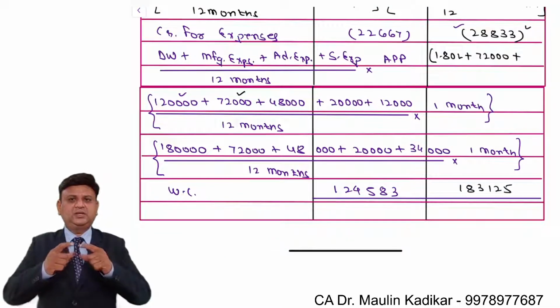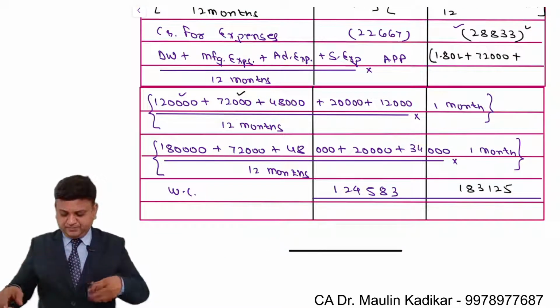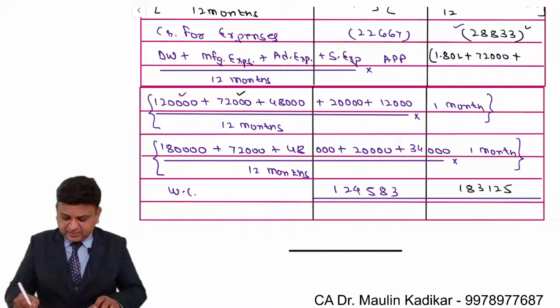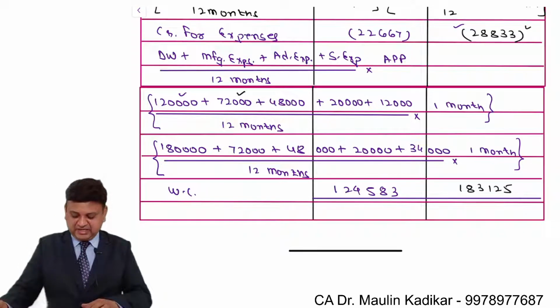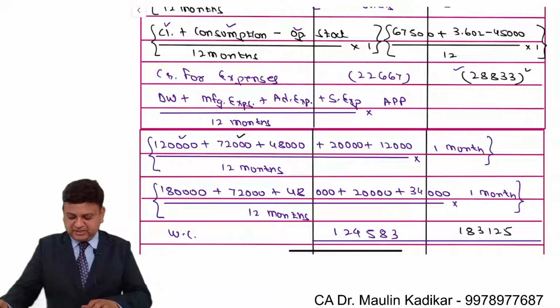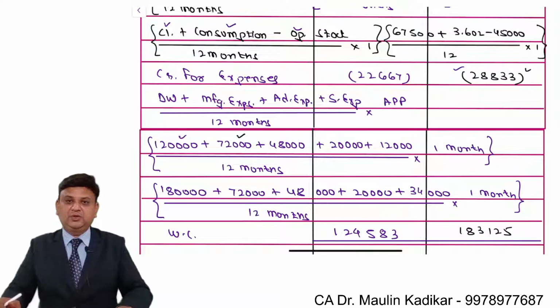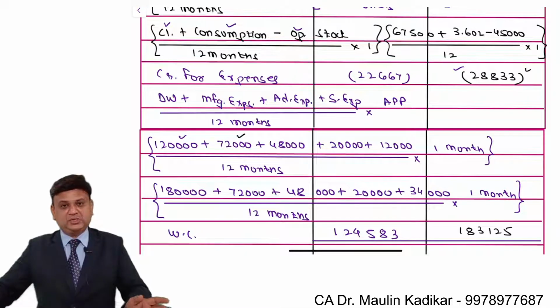Creditors for expenses, it is all expenses total divided by 12 into 1. That is the way we make the computation of the creditors for expenses. That's it. Current assets minus current liabilities will give working capital for the first year and for the second year. Very similar to this kind of question, the institute has kept in its publication. So there is a possibility that this kind of question can be asked in the examination for mostly 10 marks.